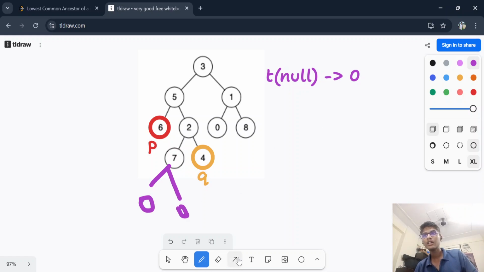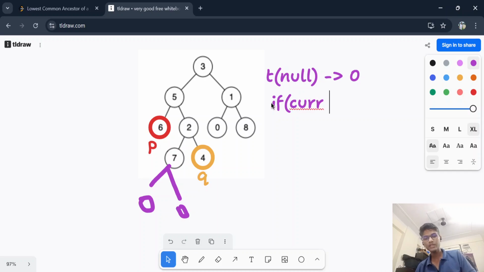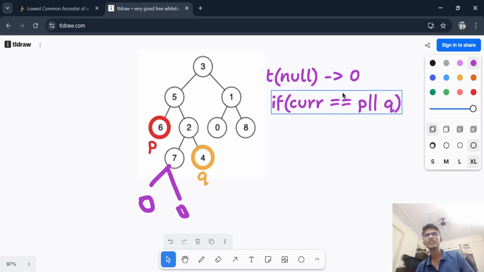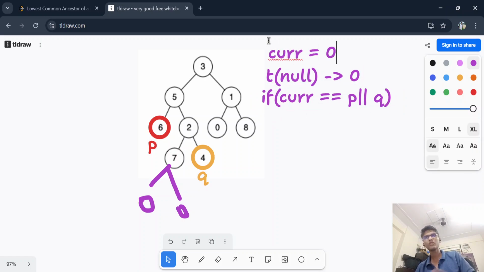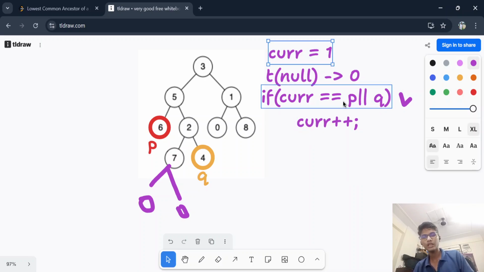And I'm writing this. If my current is equal to p or q. I'm just writing like this. This is a pseudocode. Yes, it's not correct, but it is a pseudocode. If this happens, then I will make a count of current, which will always be 0 the first time. I will increase it to 1. If this happens, I will increase current to 1. Current plus plus. Yes, I'll increase current if this thing happens. So current will become 1. Right now, current was 0, but current will become 1.